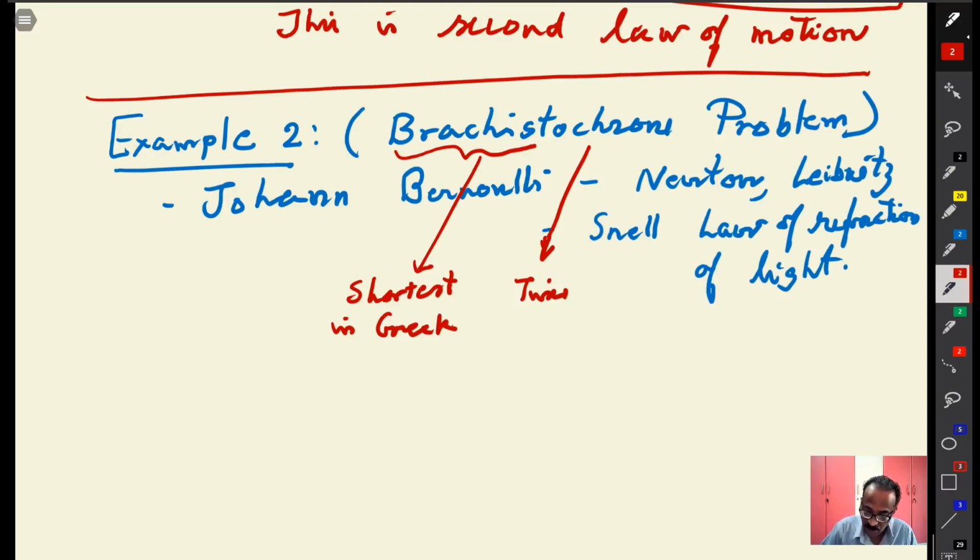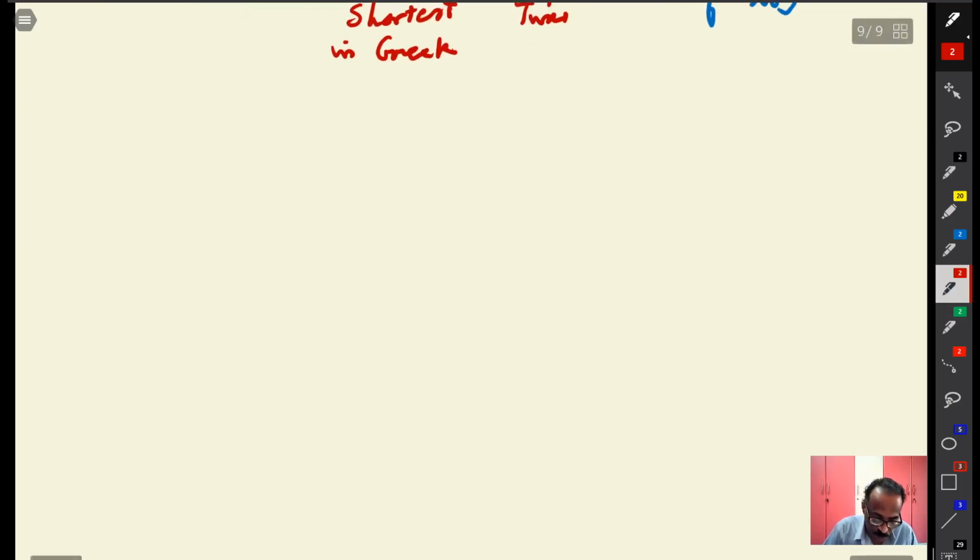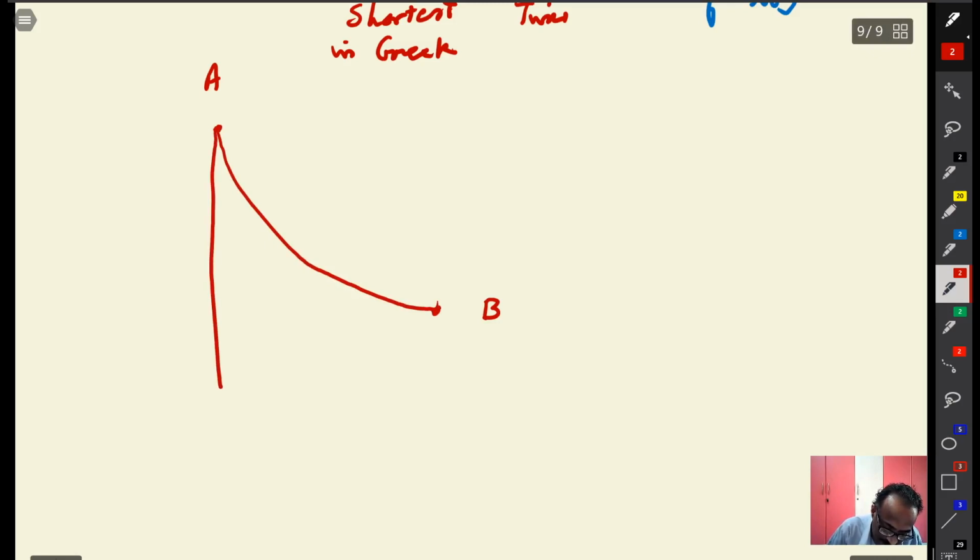So you want to study, so let me explain the problem first. So you have 2 points. You can think of it as a vertical plane. I will put the coordinates later: this is a point A, and this is a point B. Okay. So there is a bead, and there is a curve here, and the bead is traveling. So I will put the coordinate system in this way.